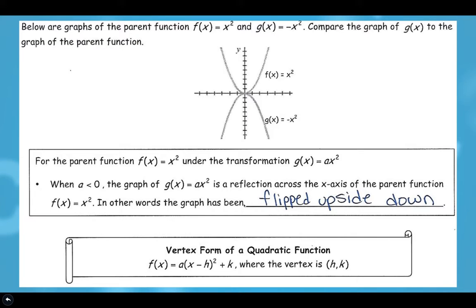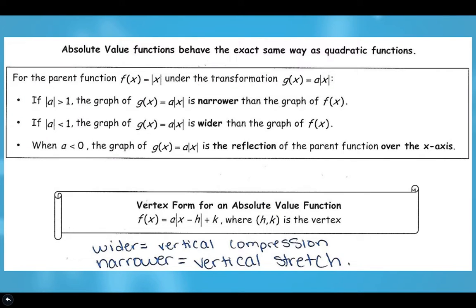And then vertex form, we talked about this yesterday actually. If you recall, we take the opposite sign of what's inside the parentheses, so we would just have h, and we keep the sign that's outside of the parentheses, which would just be k. That's going to come into play in these following questions. And this is just a bit of a recap of what we talked about. You can take the time to pause the video if you would like to review this.